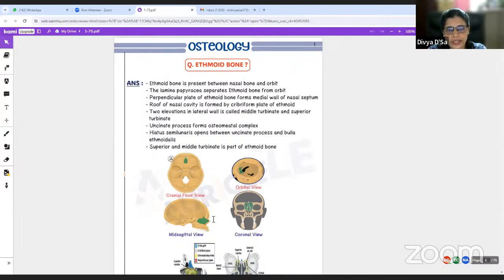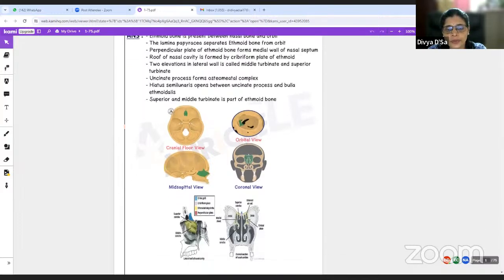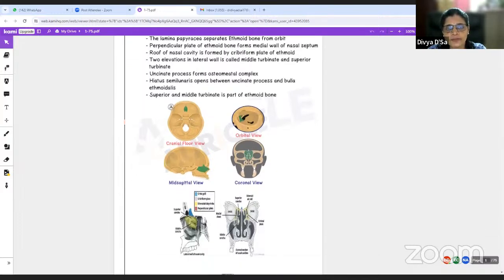There are 2 elevations in the lateral wall, which are called the middle turbinate and the superior turbinate. Otherwise we also call them the concha. These are contributed by the ethmoid bone. So the ethmoid bone will have a cribriform plate, the perpendicular plate, as well as the 2 turbinates, that is the superior and the middle turbinate.